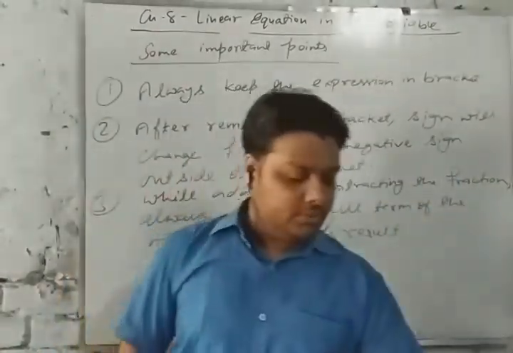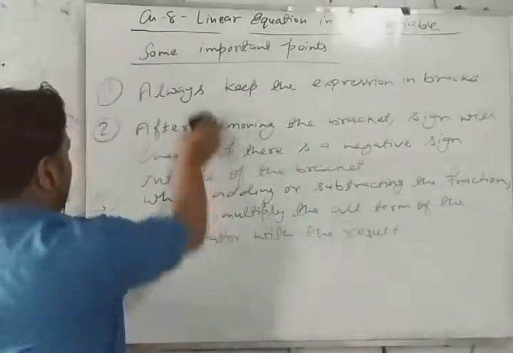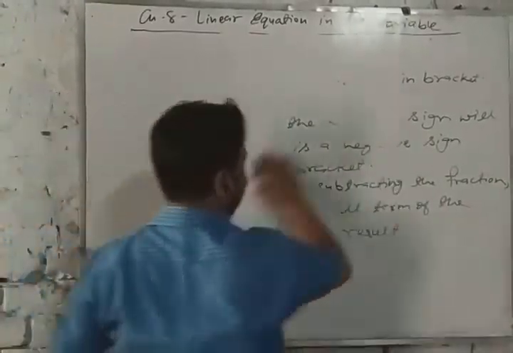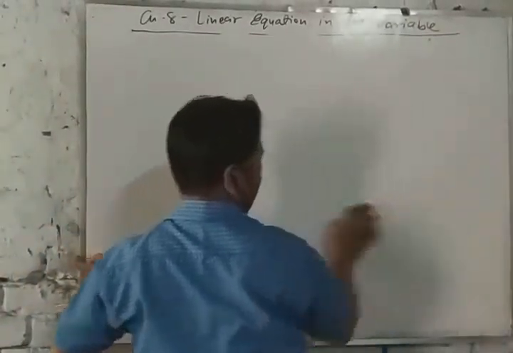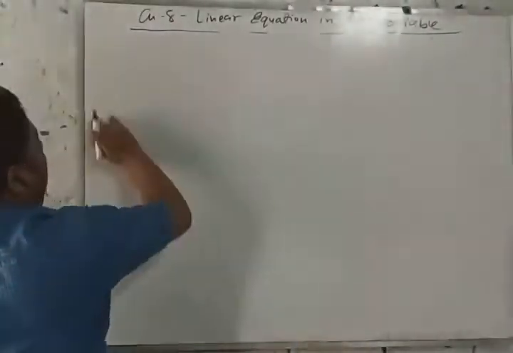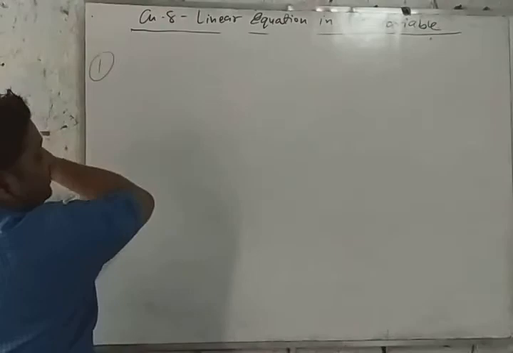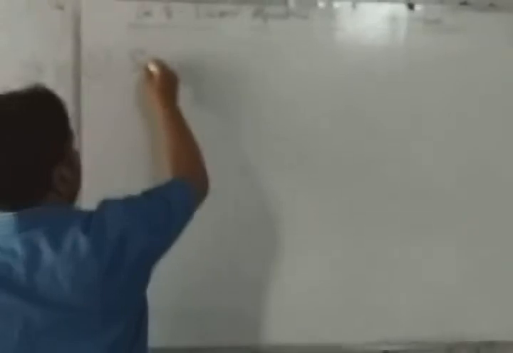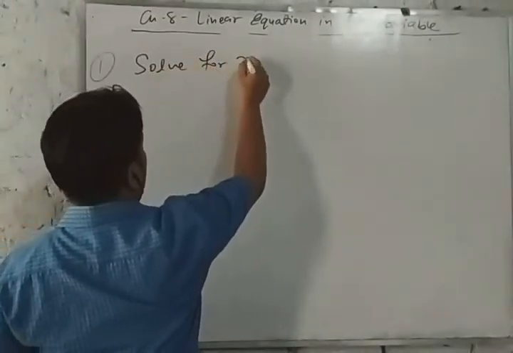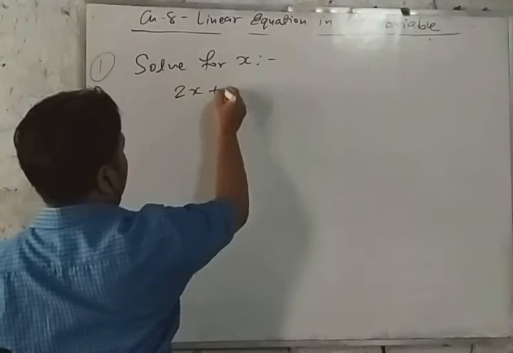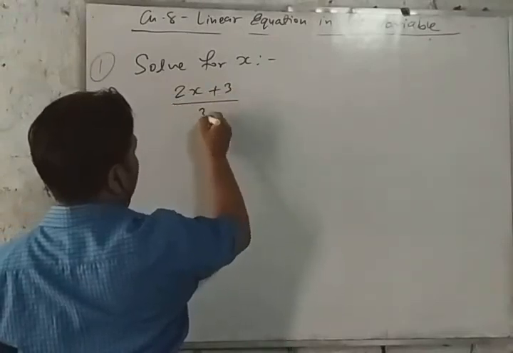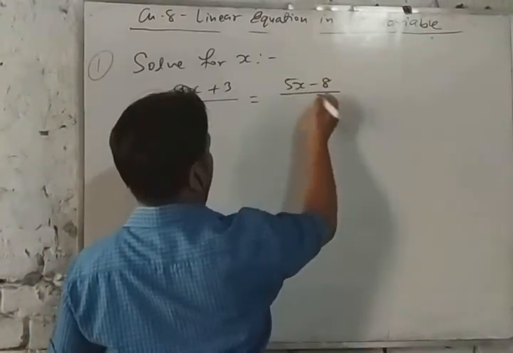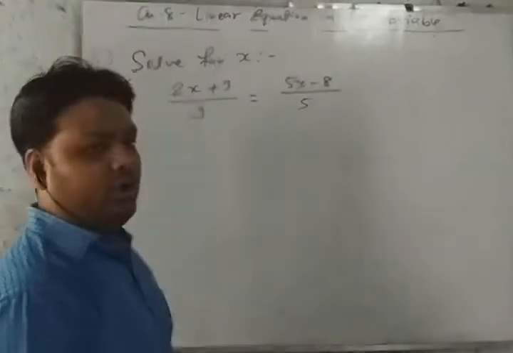Okay, so let's solve some questions to see this. Now, question number 1, that if the question is given, solve (2x plus 3) by 3 is equal to (5x minus 8) by 5. Okay. Now we have to solve this question.